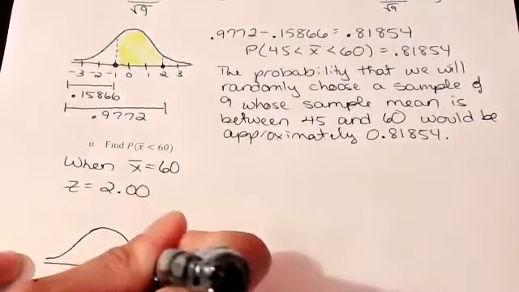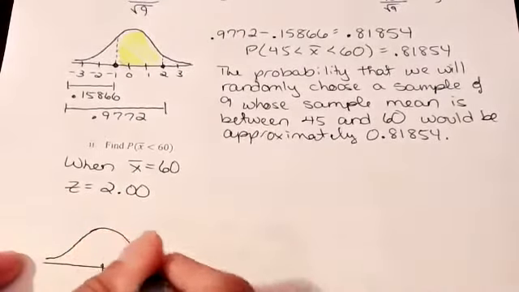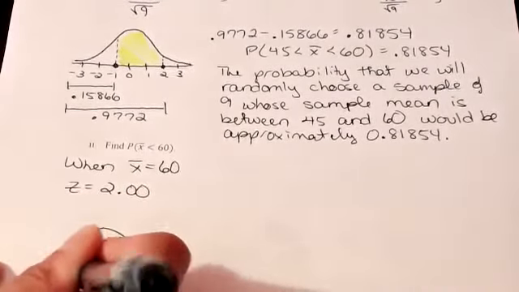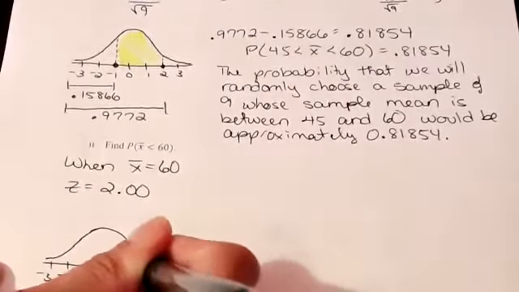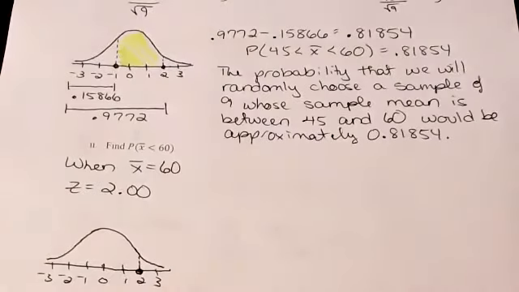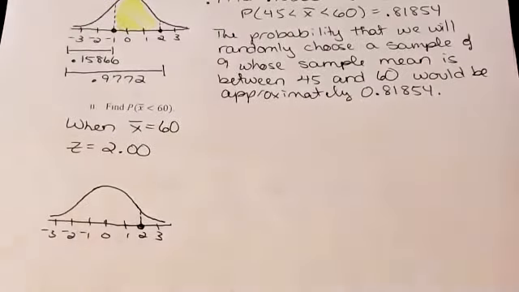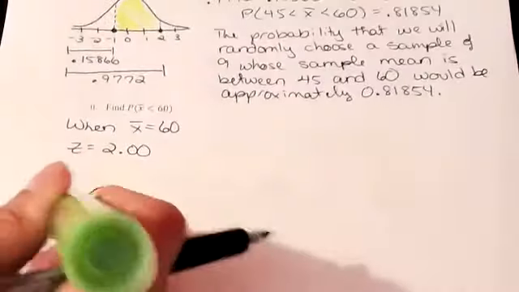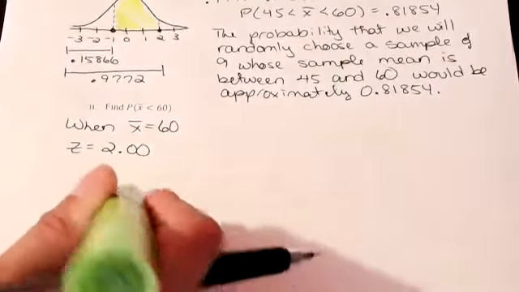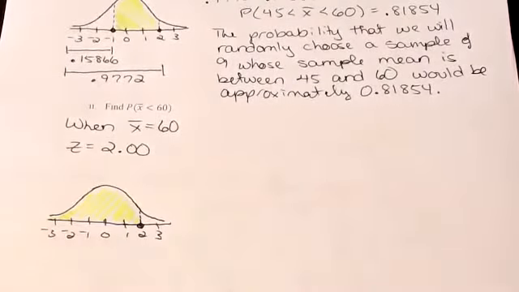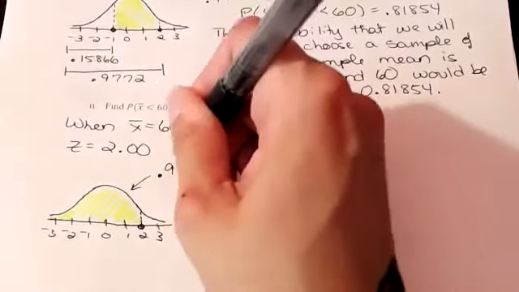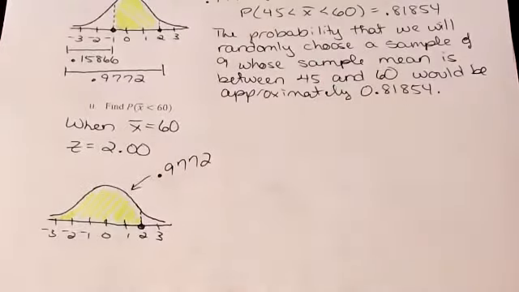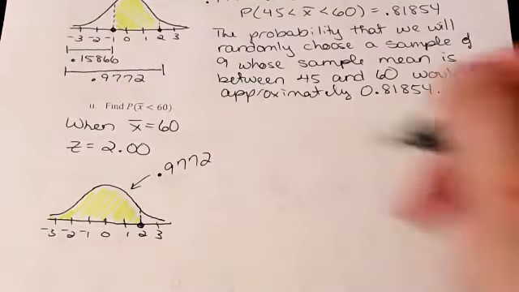So if we have our curve and we label it, sorry, this one is definitely not as nice as our last one. And we plot the z-score of 2, draw the dotted line up. The probability that our mean is less than 60 implies that we shade everything to the left. And that's what the table gives us. So when we looked this up, we see that the area to the left is 0.9772. Therefore, we can make the statement.